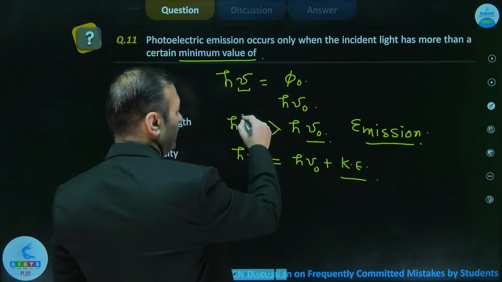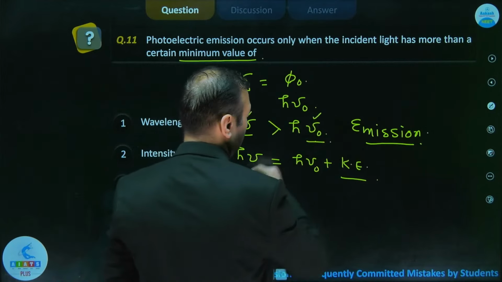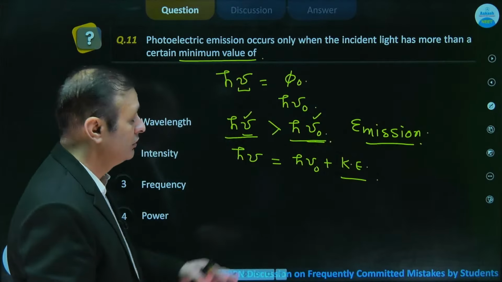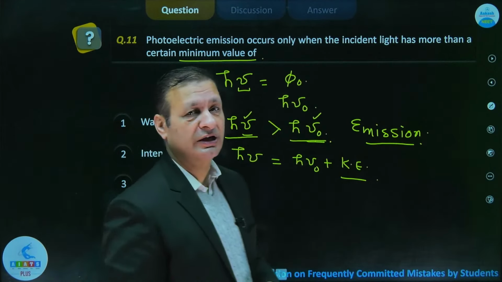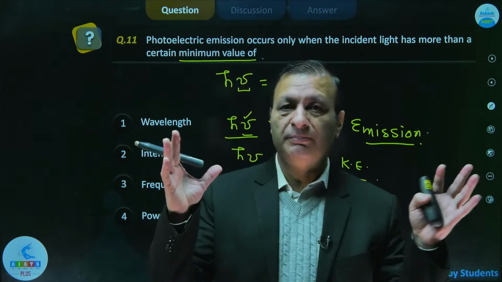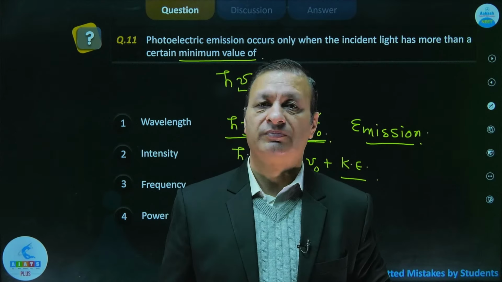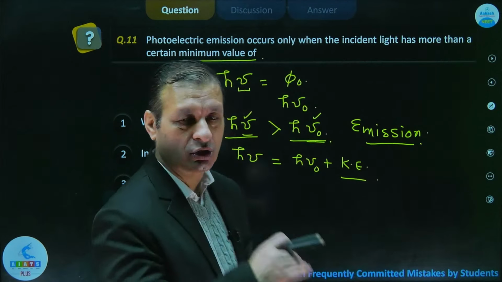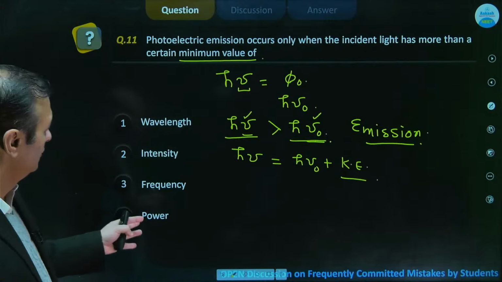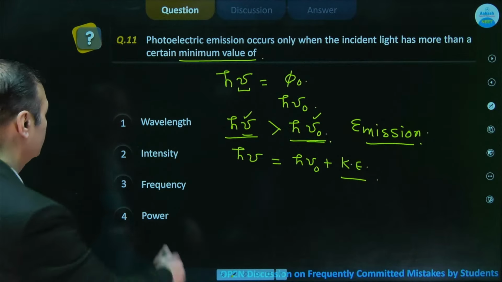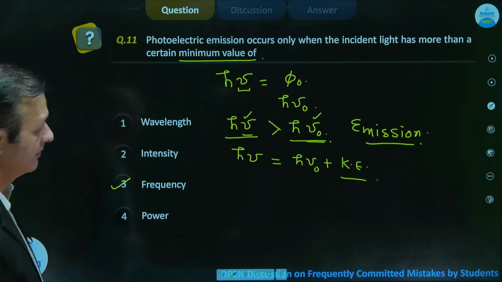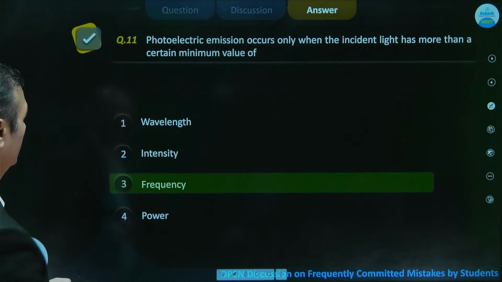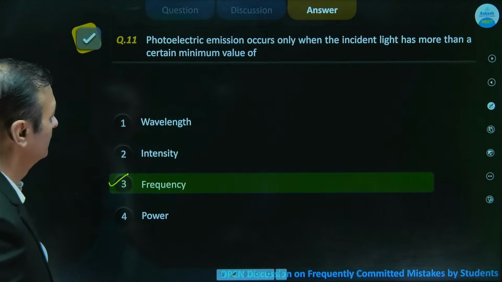Emission happens only when incident frequency is greater than threshold, or incident energy is greater than threshold energy, or sometimes you call it by another name, work function, that is the minimum energy required by an electron to come out of the atom completely. So this is more than its frequency. Got it? Yes, so this is the one.